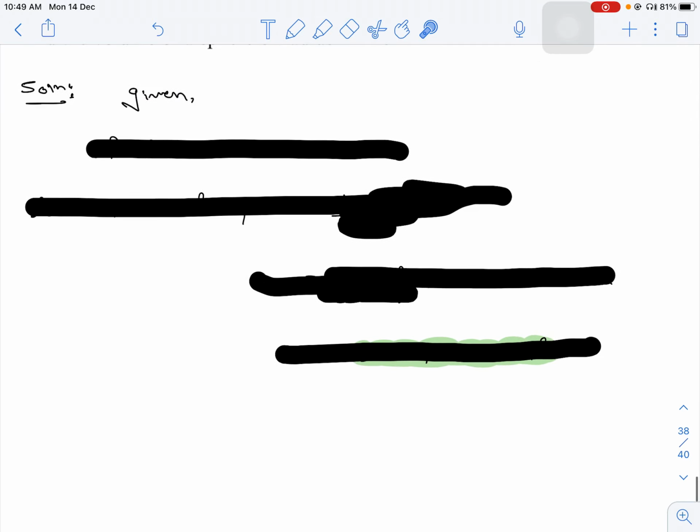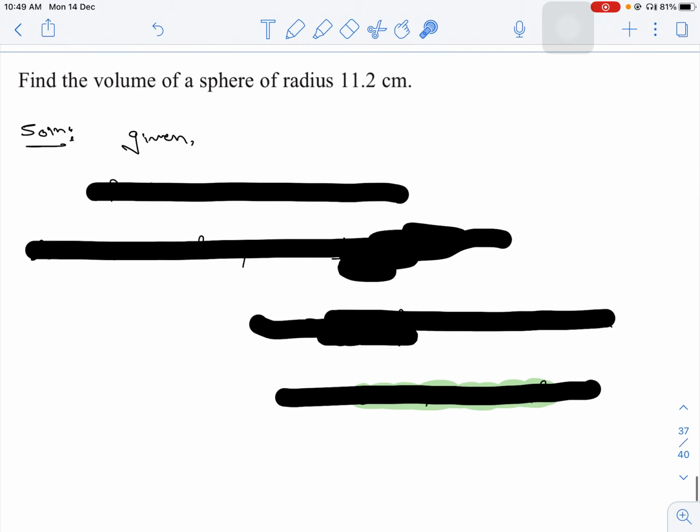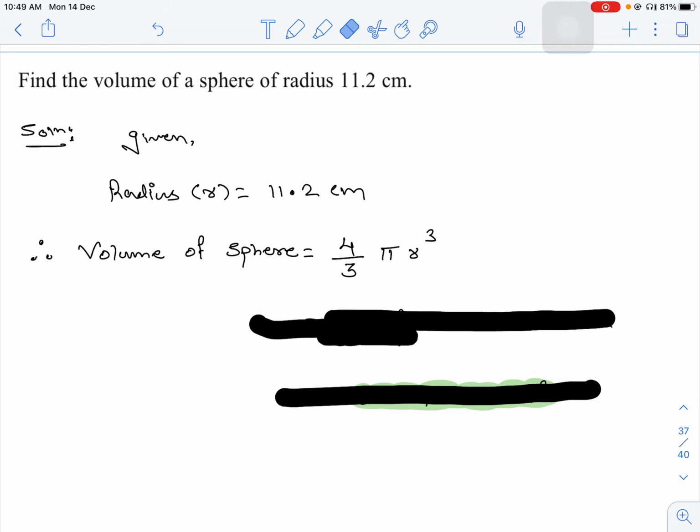Now let us solve this example. It is given: find the volume of a sphere of radius 11.2 centimeter. So now we are given the radius. Given radius, small r, equals 11.2 centimeter. Therefore the volume of a sphere equals, we know the formula, 4 upon 3 pi r cube. Let us put the value of this r over here.